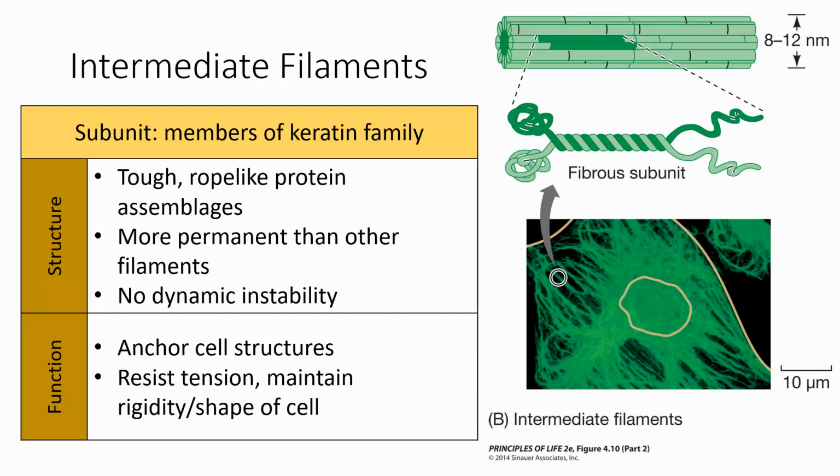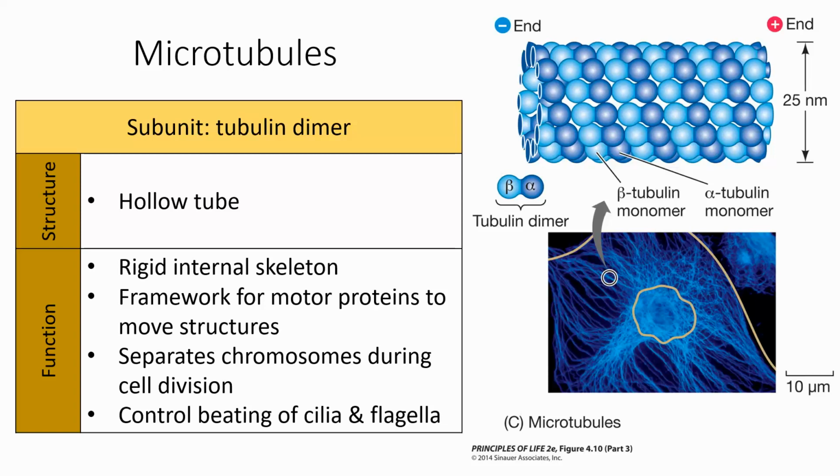Intermediate filaments are made up of proteins that are found in the keratin family. Keratin is the same protein that makes up your hair and nails. Obviously, you don't have hairs running through your cells, but you have these much smaller, finer, thinner units. They don't tend to be built up and broken down, so your intermediate filaments are going to be a relatively permanent, stable part of the cytoskeleton. That's used to anchor parts of the cell and also helps maintain the shape of the cell.